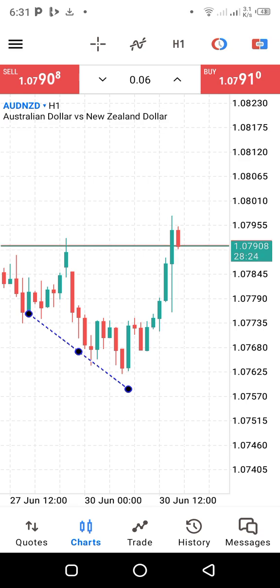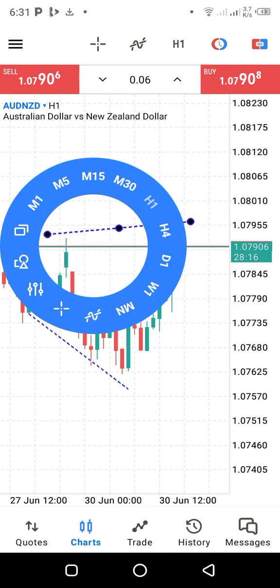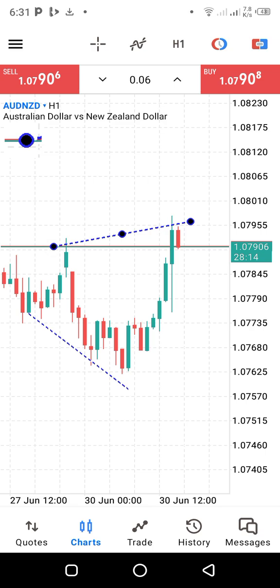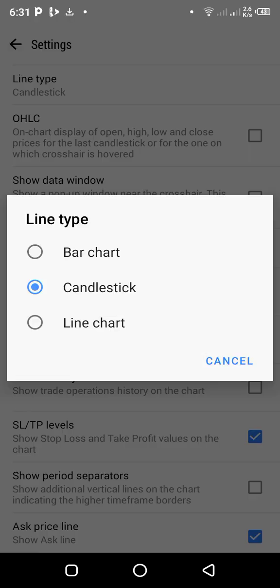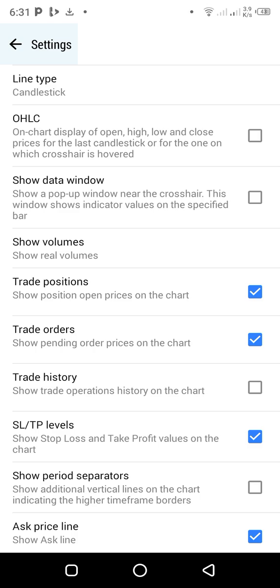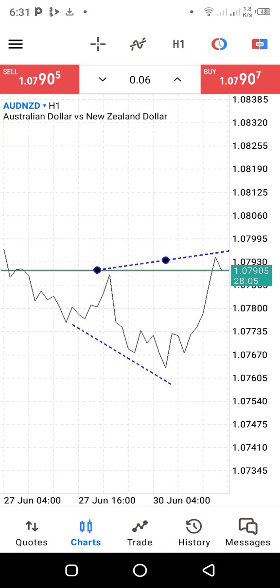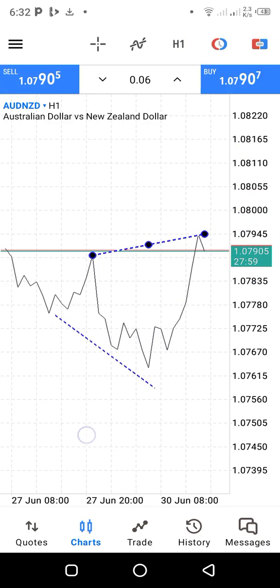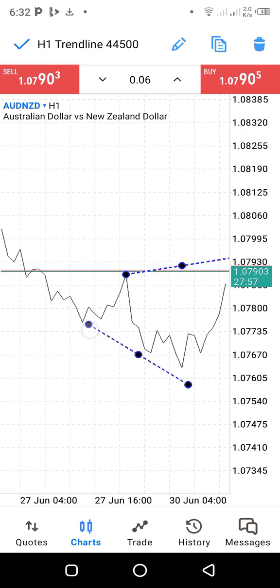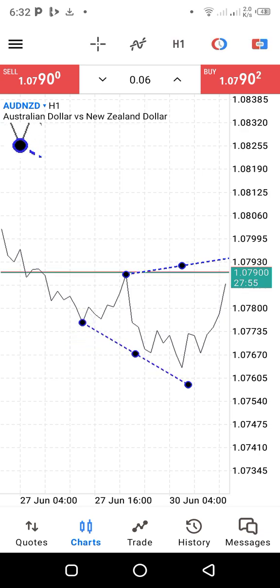So the first thing that you can do is you can probably just change to the line chart and see what I'm seeing. If I show you on the line chart, I don't know if you guys can see it, but this is a kind of a QM, right? Head and shoulders pattern.